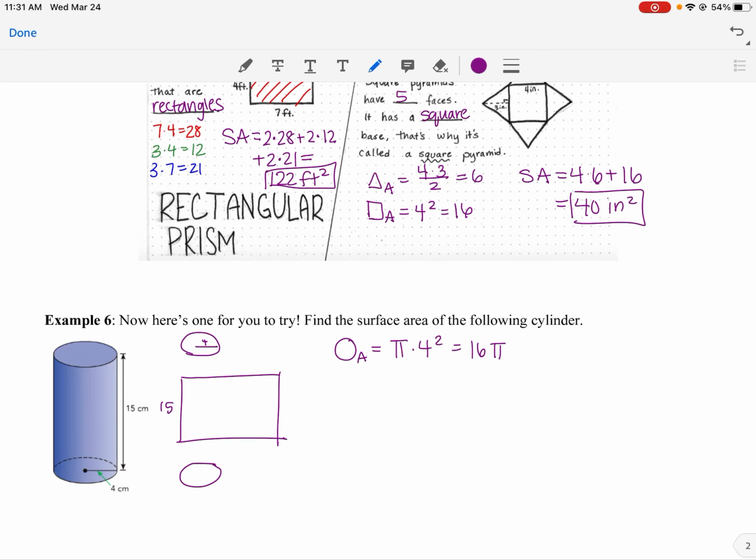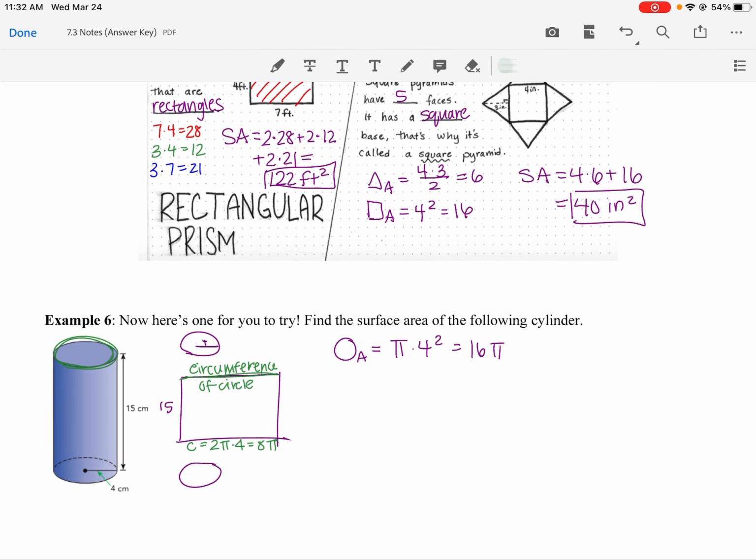Okay, your rectangle has a height of 15, and think about it this way. As you look at that rectangle that we split in half, notice how it goes all along the top. So this length really ends up being the circumference of the circle. So in this case, the length of it is C equals 2 times pi times 4, so equals 8 pi. So if I wanted to compute the area of the rectangle, I'm going to take the length, which is 15, times the width, which is 8 pi, and I end up with 120 pi.